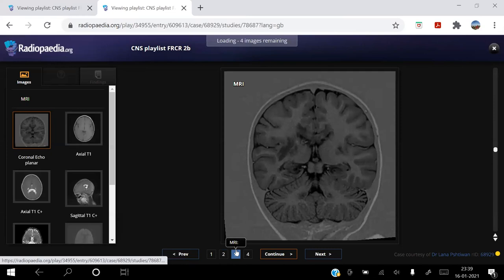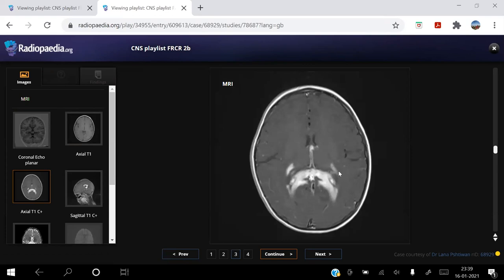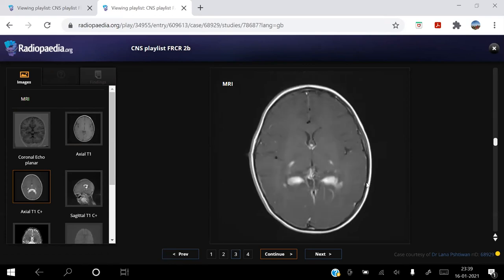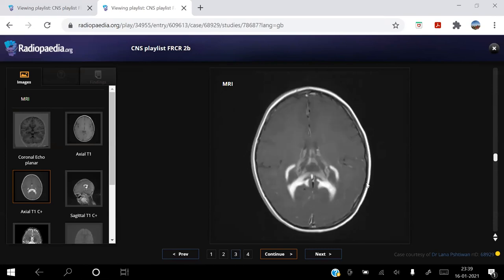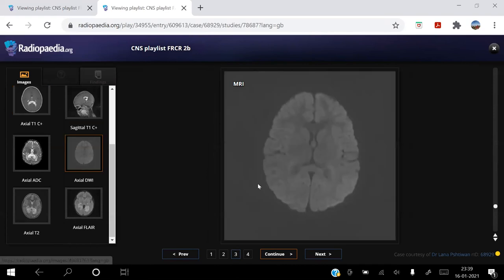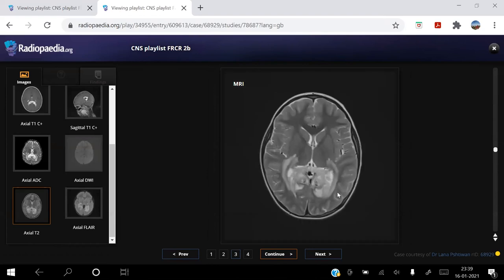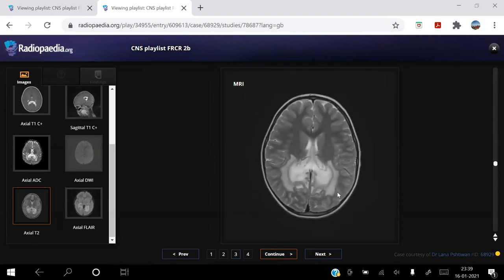Okay. So these are the selected images of the MRI brain with post contrast study. Can I have a T1? So I can see a peripheral ring enhancing abnormality of the same abnormality seen in the CT brain. No significant restricted diffusion is seen on the diffusion weighted image. Increased signal intensity on T1, T2 and FLAIR images. So these findings confirm my diagnosis of X-linked adrenoleukodystrophy.